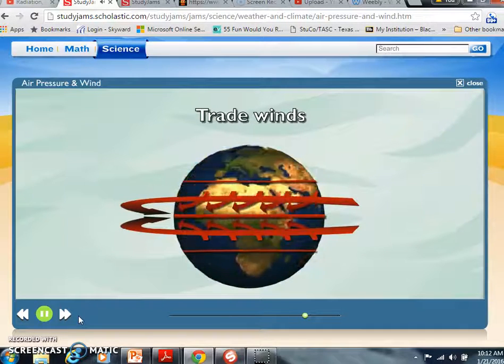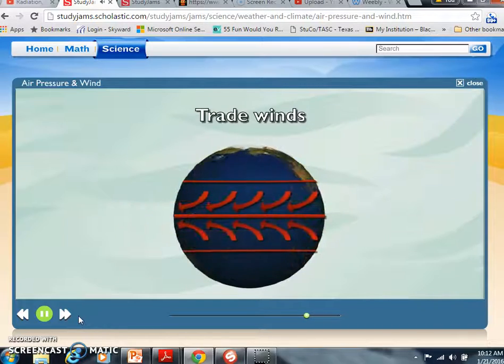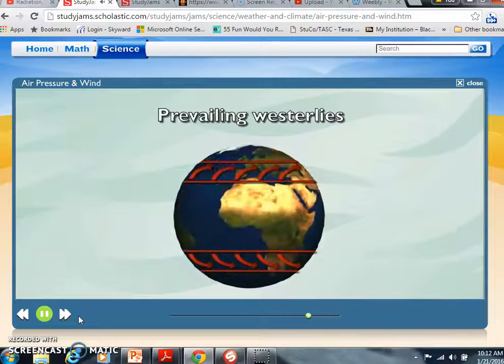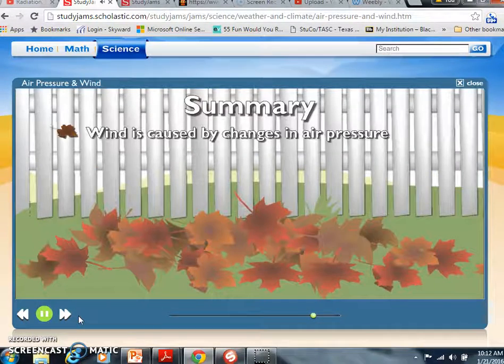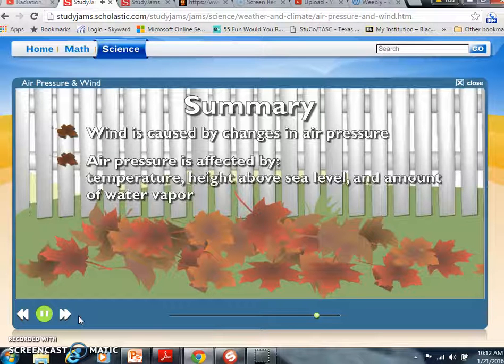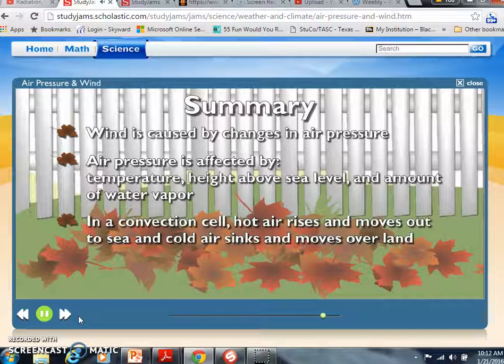So that gust of wind that blew through and ruined our hard work, was that a prevailing westerly since we live in the middle latitudes? It probably was. You know, this wind thing is pretty fierce. I never realized wind was caused by changes in air pressure, or that air pressure is affected by three things: temperature, height above sea level, and amount of water vapor in the air. And the convection cell stuff? Hot air rising, cool air sinking?